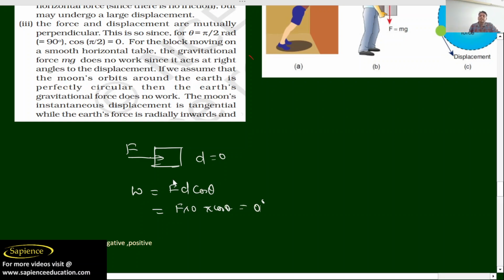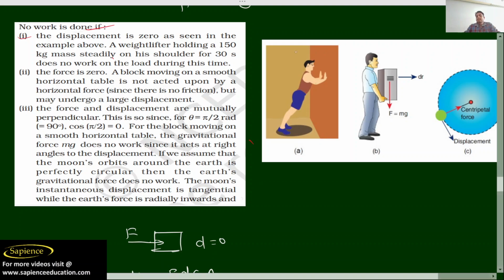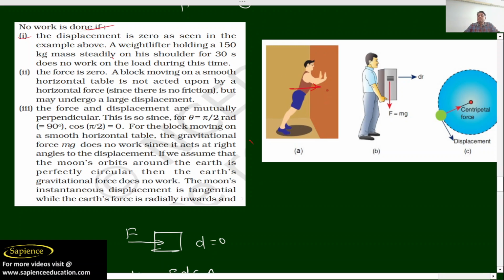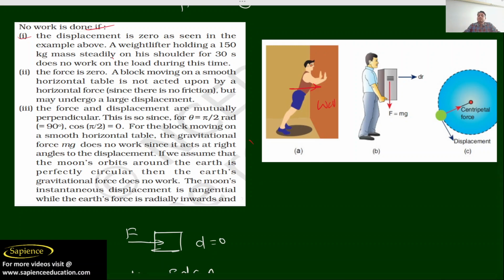For example, if I'm pushing a wall, what happens here? If I will push the wall, then what happens? Wall does not move. So it means that work done by this person is 0.